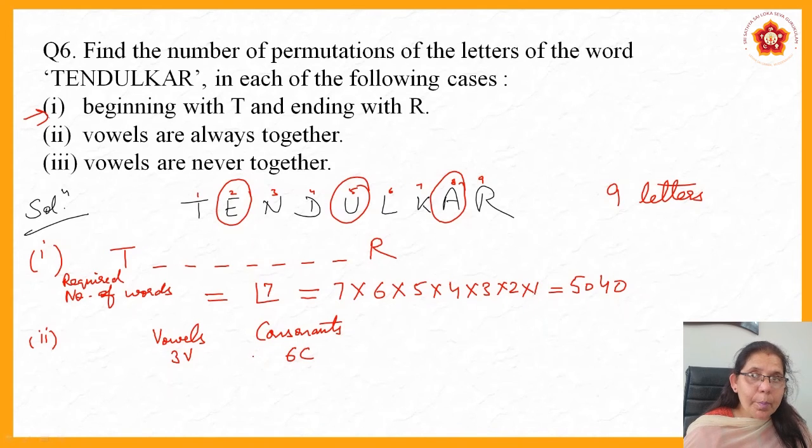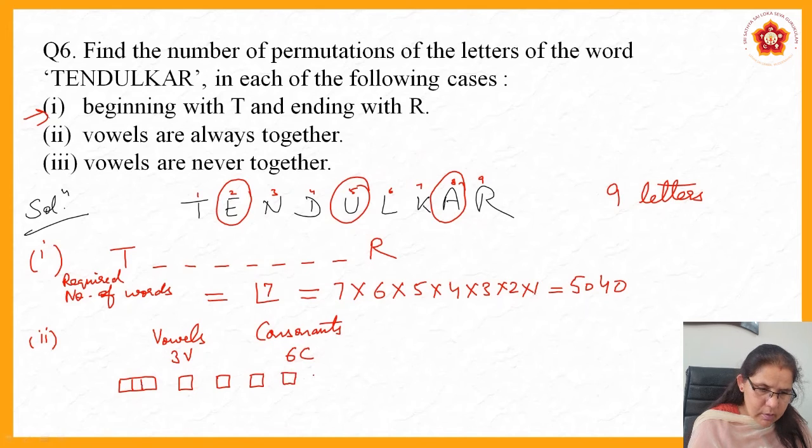We have to form words using all the 9 letters, but the 3 vowels should always be together. So how will it look like? Three vowels together, and apart from this we have got 6 consonants.